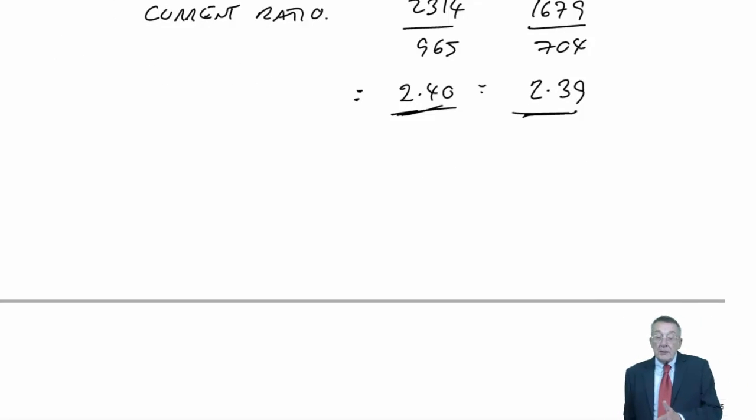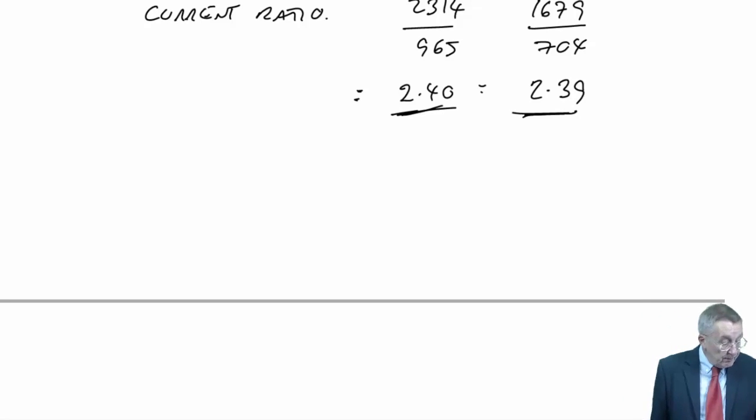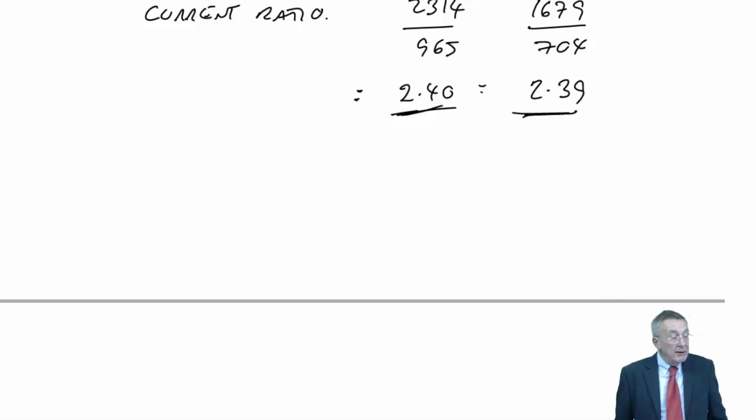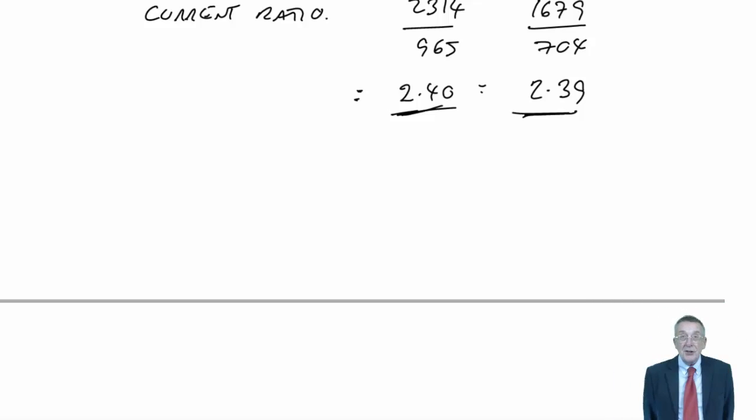I did say if that went below 1 or got close to 1, we'd be worried we couldn't pay bills. We can take one bit further though, because current assets here are inventory, receivables, cash. Well, our current liabilities, cash is immediately available, obviously.